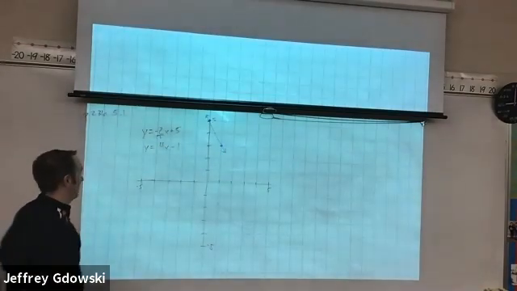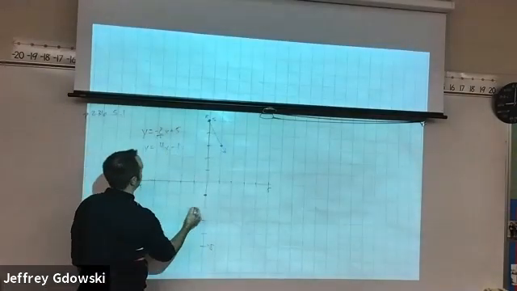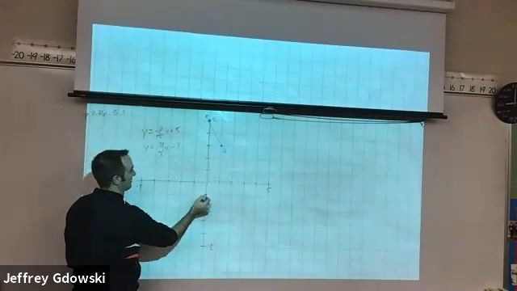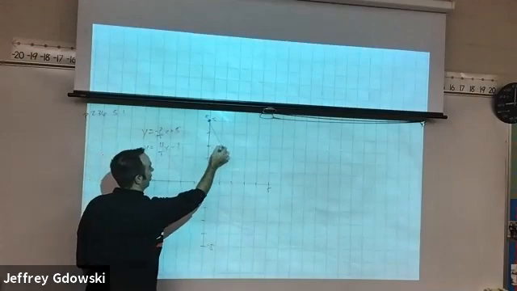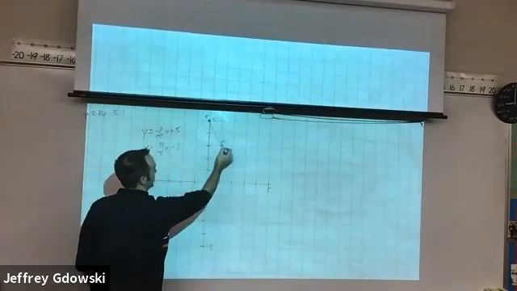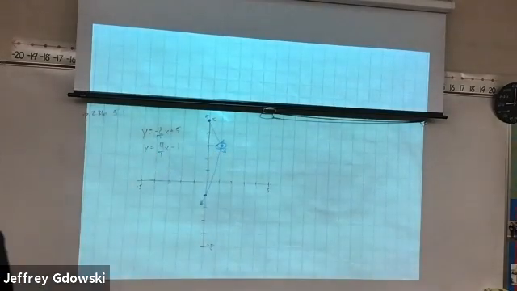Then I got to graph the second one. So I've got an intercept of negative 1. My slope is 4. That's 4 over 1. So from that intercept, I go up 1, 2, 3, 4 over 1. Hey, it's the same point. Look at that. And since that's the same point, that's where they cross. That's my answer. That's my solution.